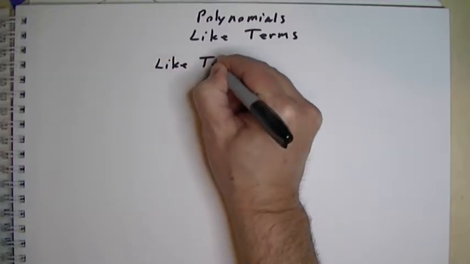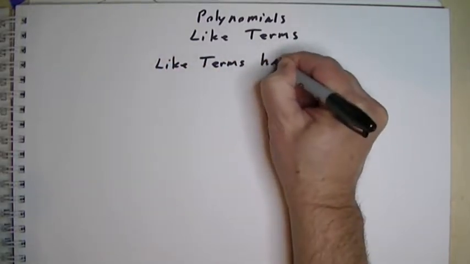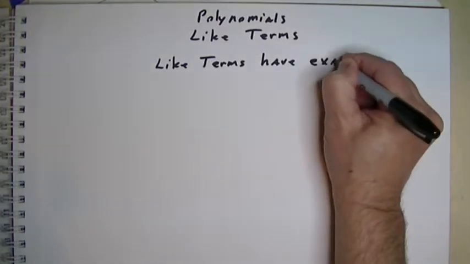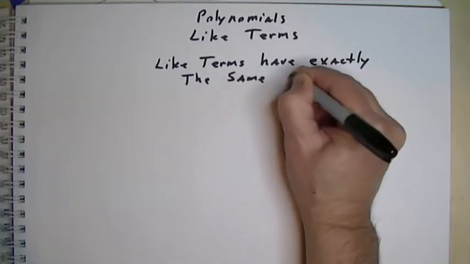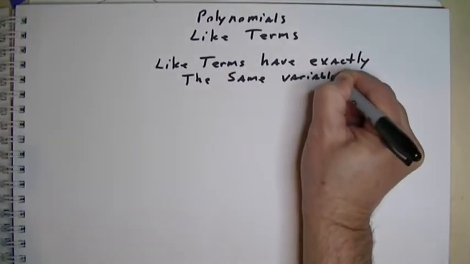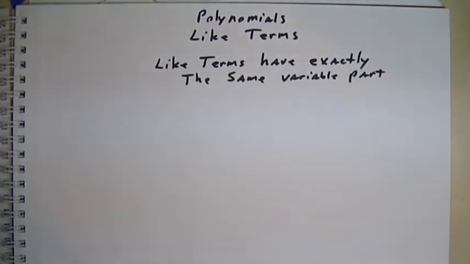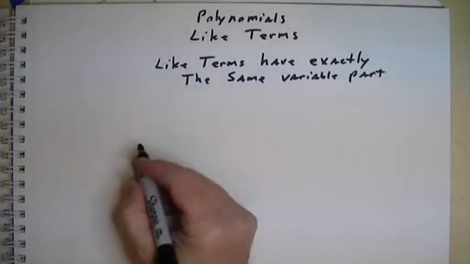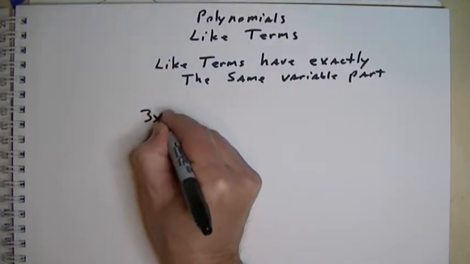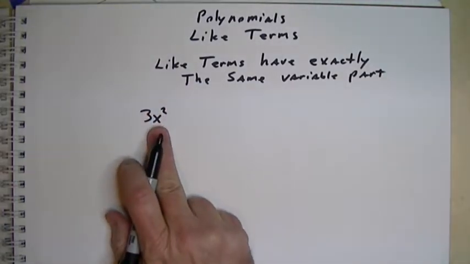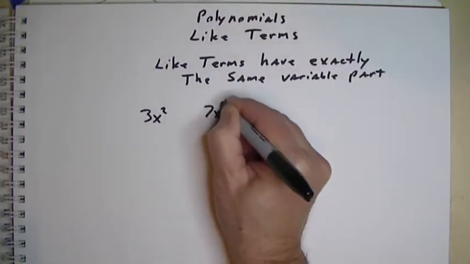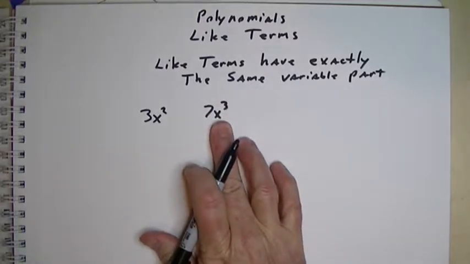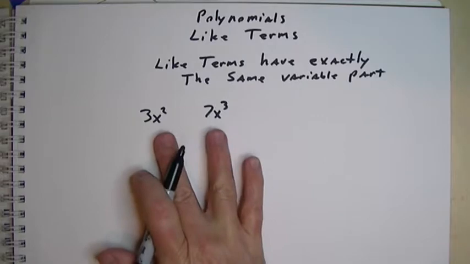The bottom line to remember is like terms have exactly the same variable part. Okay? So if I have a monomial over here, its variable part is x squared. I got one over here, let's say its variable part is x cubed. These are not like terms and we cannot combine them.